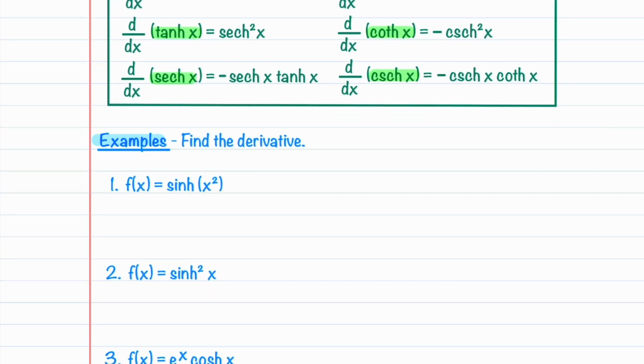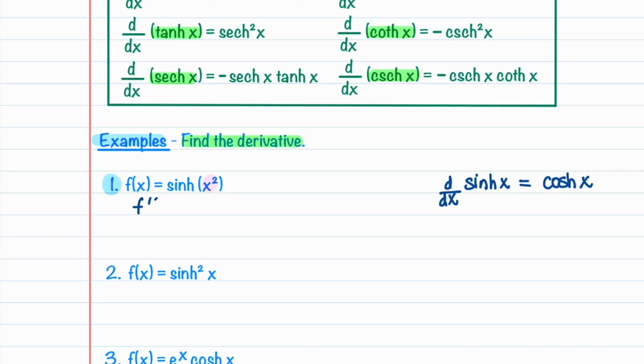Let's now walk through some examples where we are going to find the derivative. Our first example is the function f of x is sinh of x squared. Let's remind ourselves that the derivative with respect to x of sinh of x is cosh of x. Notice in this example that we have an x squared in here, so we are going to have to use the chain rule.